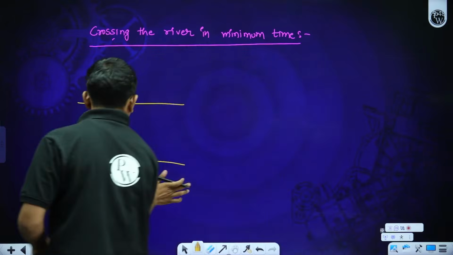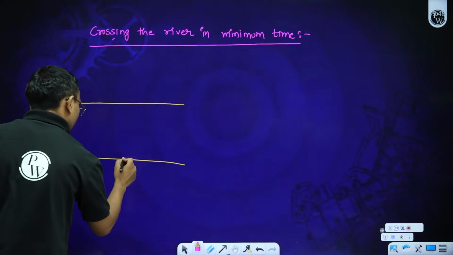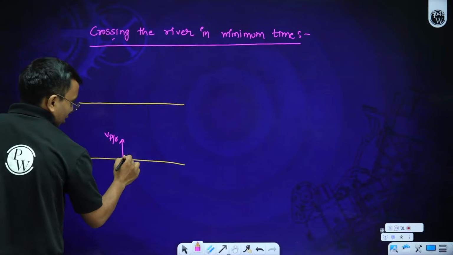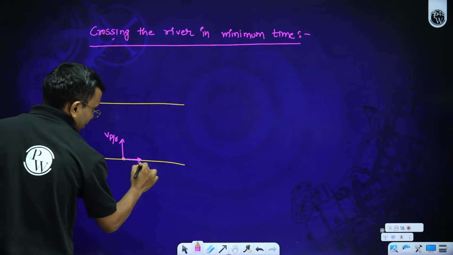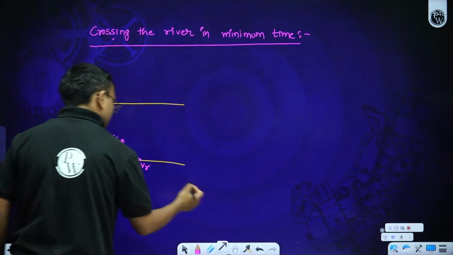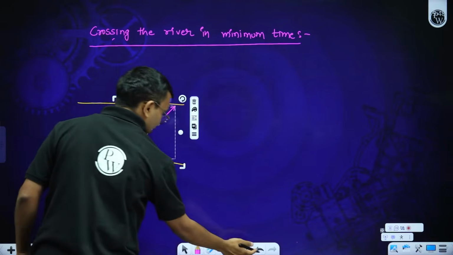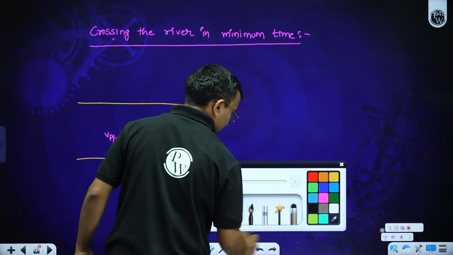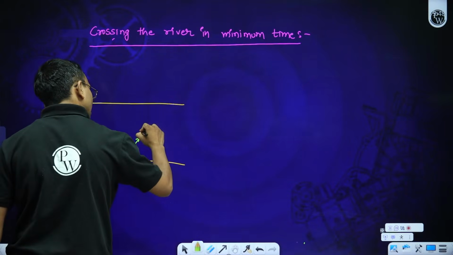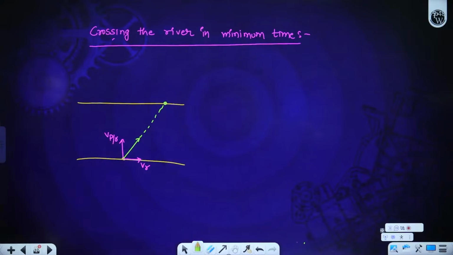Okay. In minimum time condition, the velocity of the person with respect to the river will be in this direction and the velocity of the river is in this direction. The person will be moving in a resultant direction like this. So the resultant of these two vectors will come somewhat like this, and the person will reach somewhat here.